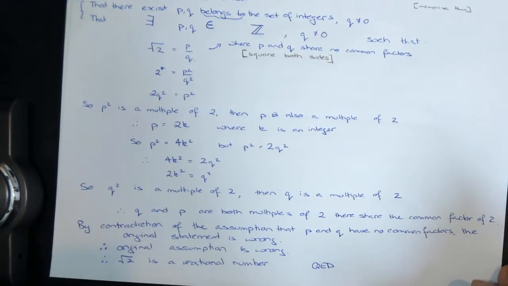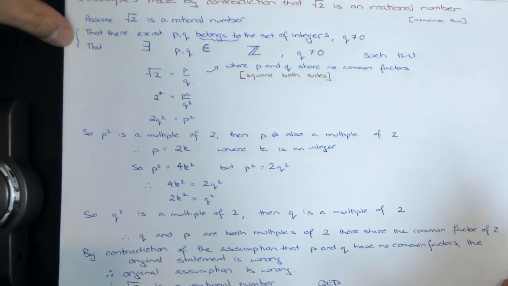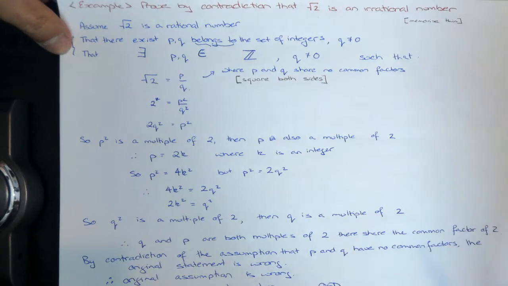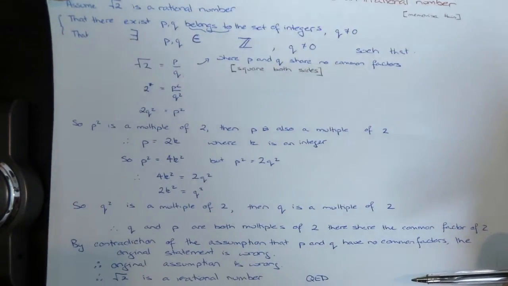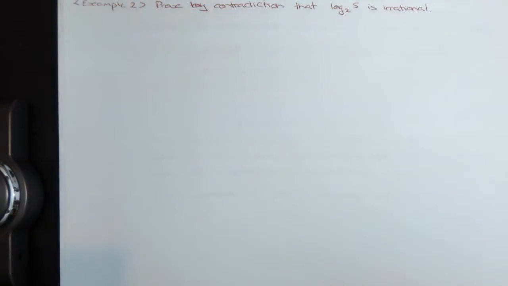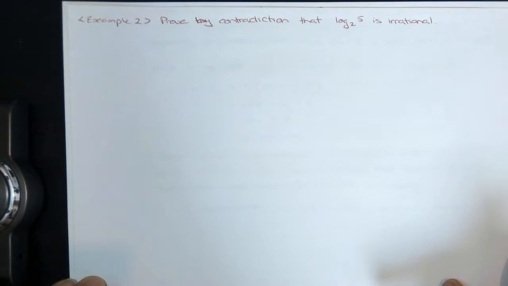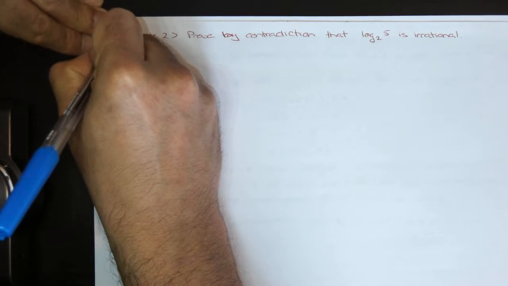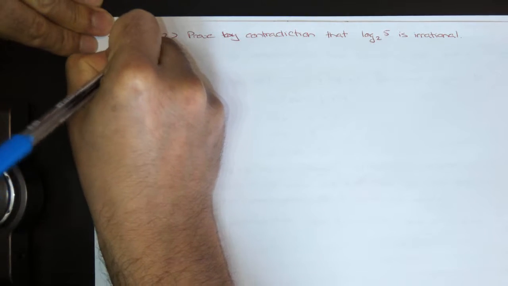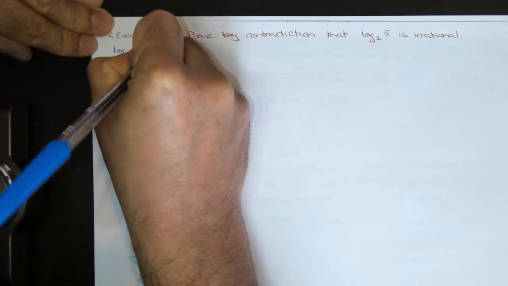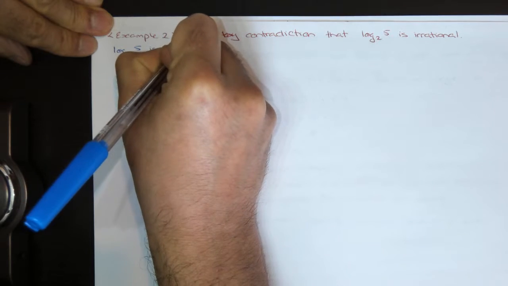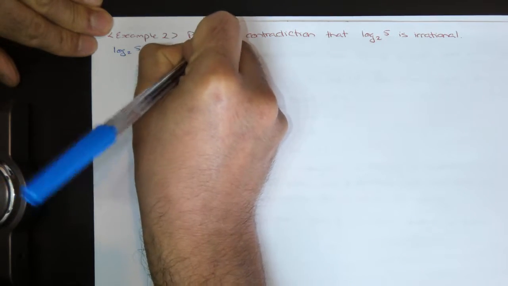Okay. So that's one that you would probably want to remember, or definitely the steps, because you might be asked to reproduce that. Okay, the next one. We want to prove by contradiction that log base 2 of 5 is irrational. So the statement is that log base 2 of 5 is irrational. So we're going to do a proof by contradiction.